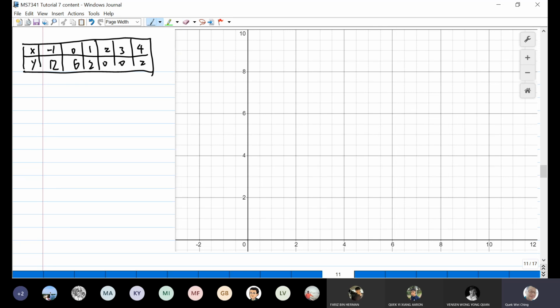Okay, so let's try to see how to graph, right? At x equals minus 1, y equals 12, and 12 is too big, beyond that already. I don't have enough space to do this. Okay, at 0, you get 6 here.